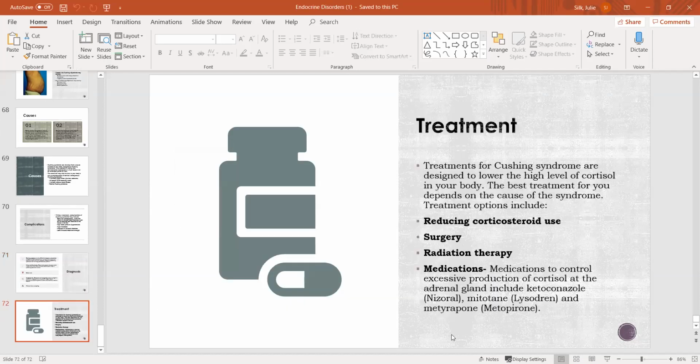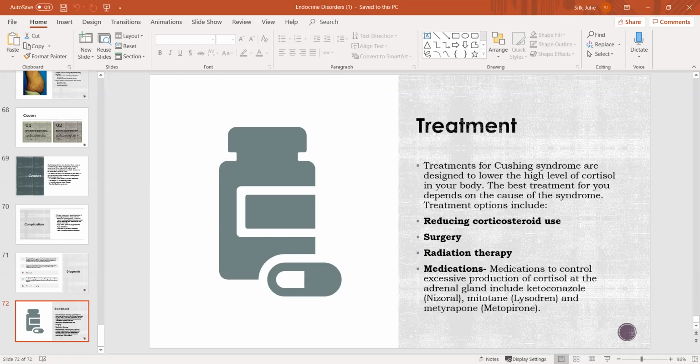And then for treatment of this, of course, you're going to treat some of the symptoms that they're having, right? So you are going to try to reduce corticosteroid use if you can. So if you are someone who has to be on it daily, then maybe you could talk to your doctor about reducing your dose or maybe trying something different. That might be good. Surgery, they could do surgery if they had to. Radiation therapy, if you have a tumor, then maybe that's how they're going to treat it. It just kind of depends on the cause.